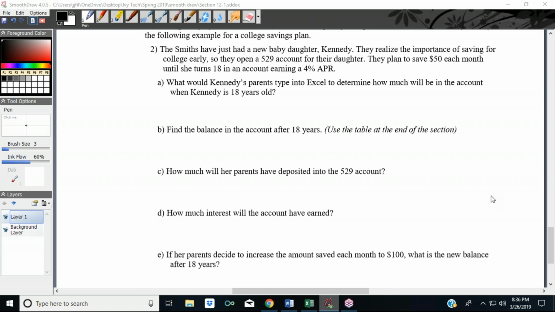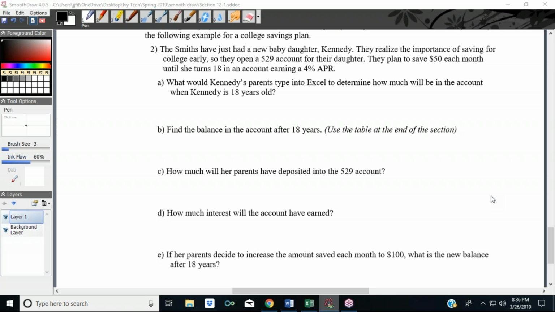FV, and then we have 0.04 divided by 12, 12 times 18 years, and then that $50. And it is 15,779.62. And it's about midway down on the right-hand side of that chart that's on page 153. All right, there we go. 15,779.62.